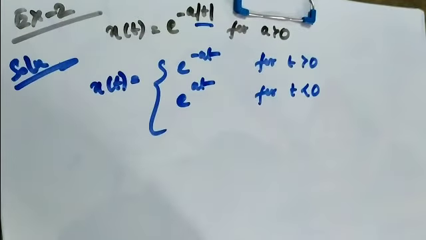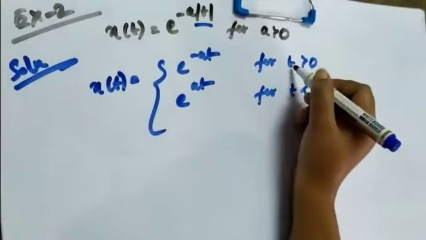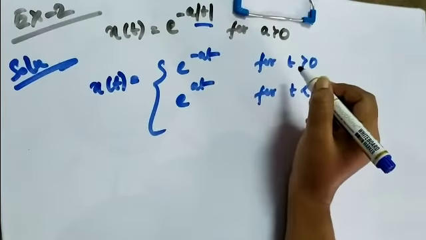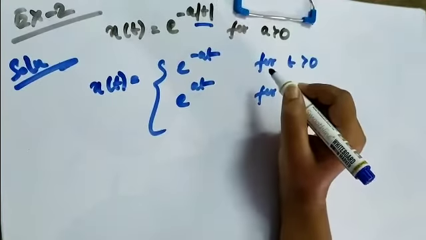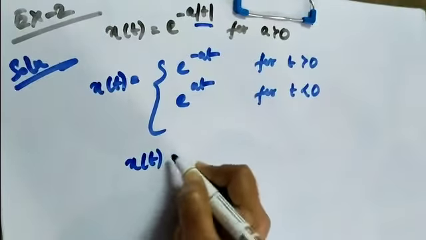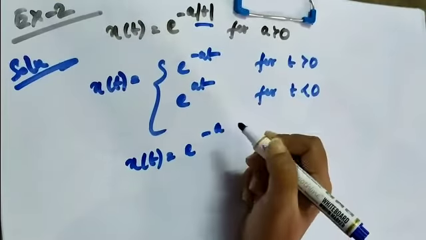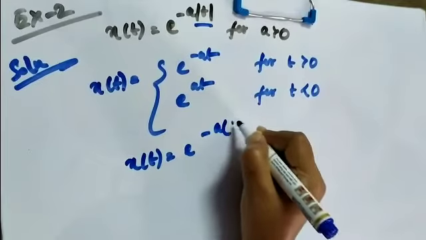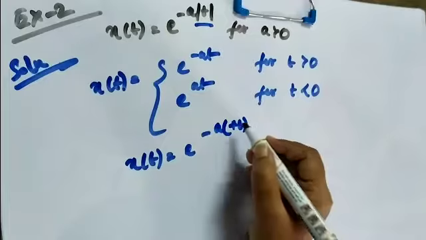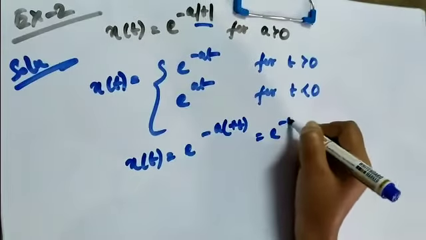Because if we put any positive value of t, that means greater than 0, in this expression, it would become x(t) equals e to the power minus a of plus t. Any positive value of t, it may be 2, 3, 4, anything, and the equation becomes e to the power minus at.